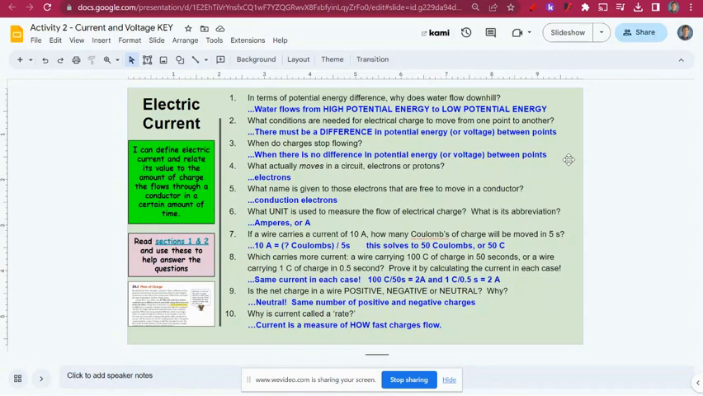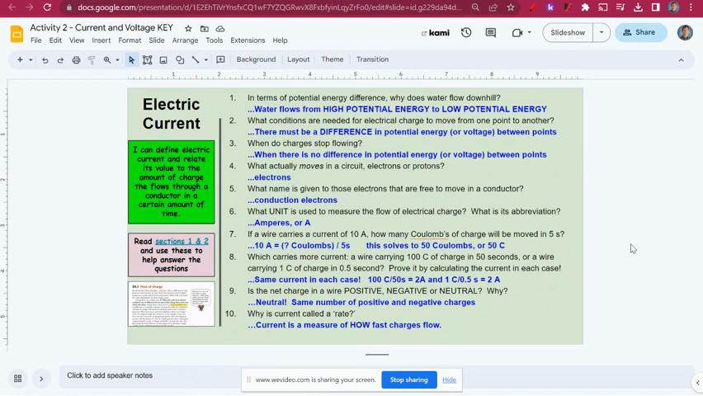Number 4, what actually moves in a circuit, electrons or protons? Electrons. Number 5, we call those electrons conduction electrons. And number 6, the unit that we use to measure the flow of electrical charge is called the ampere, and its abbreviation is a capital letter A.